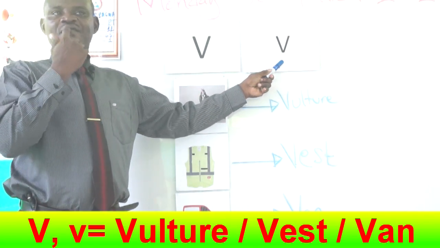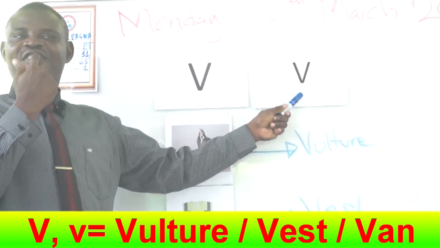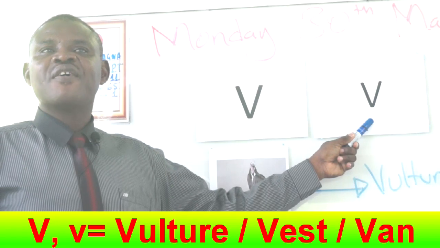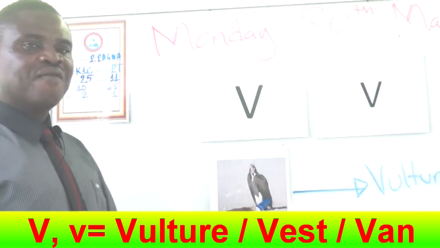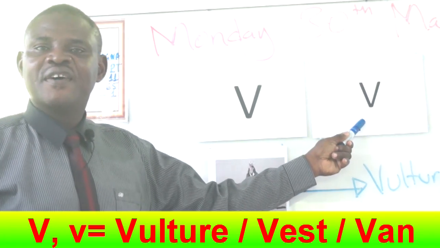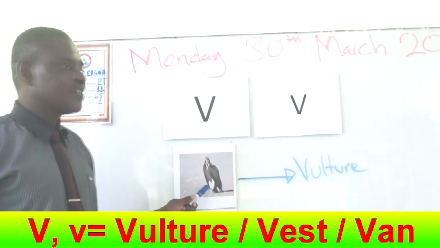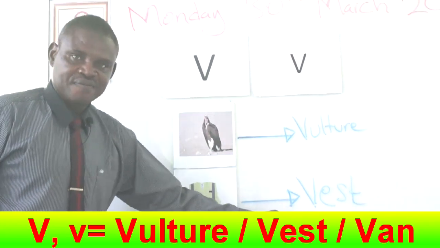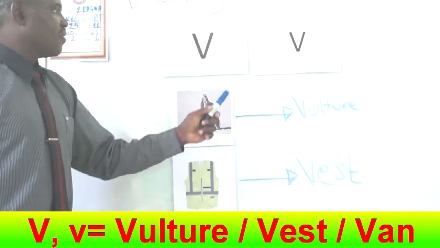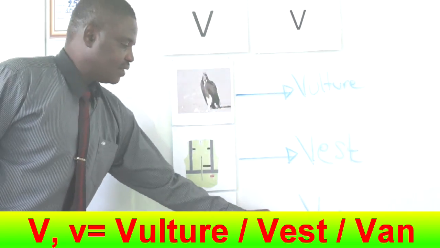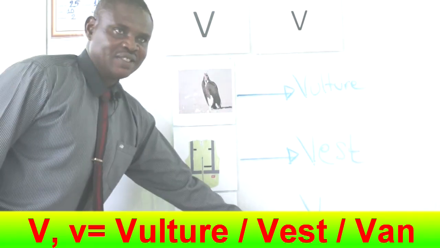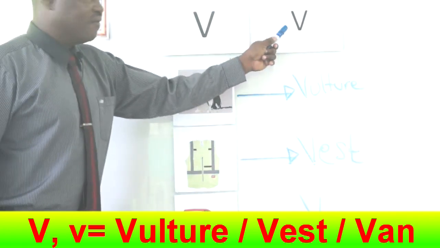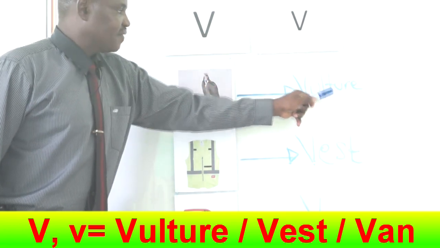V. See my teeth on top of the lip. V, v, v, vulture, v, vulture, v, v, vest, vest, v, van, van, v, vest, v, vulture. Okay.